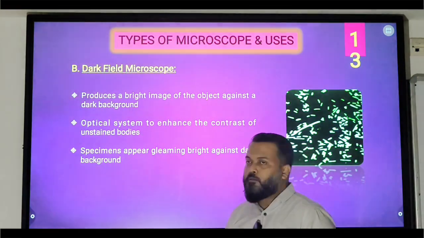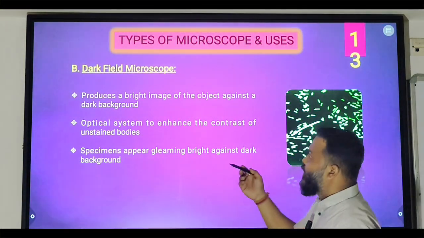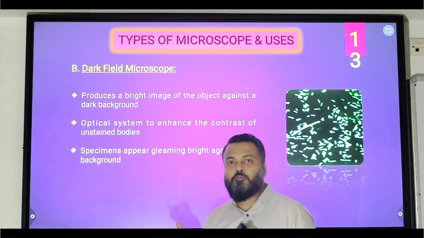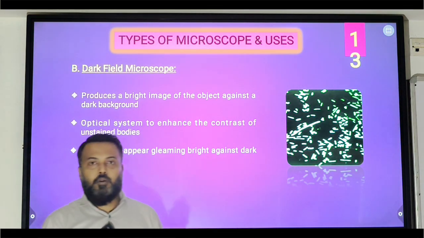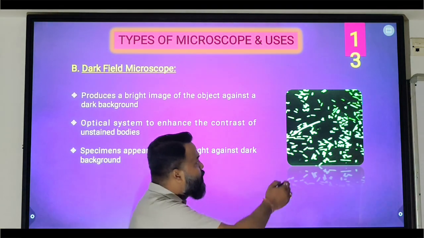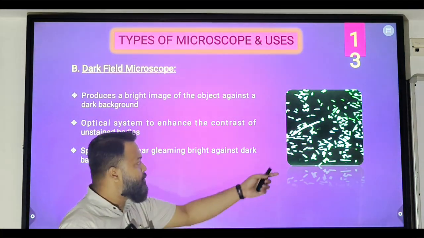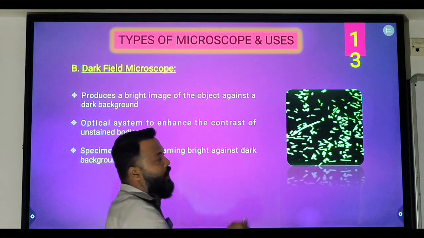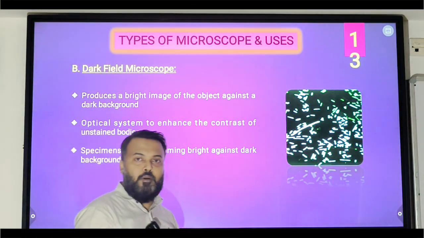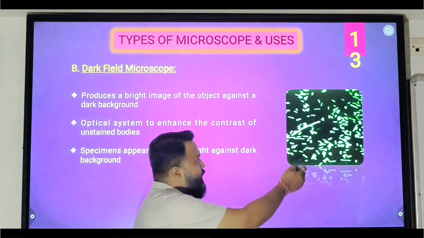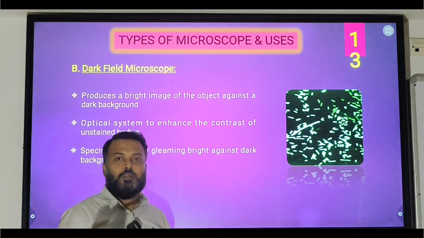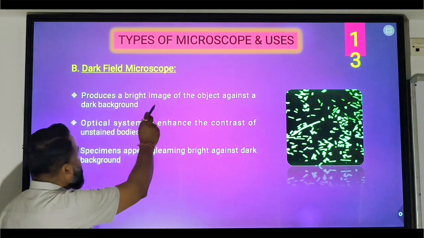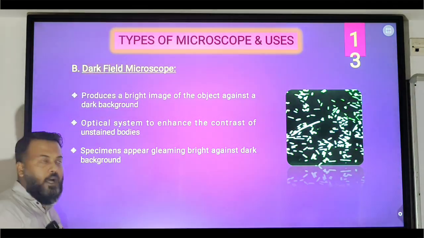Next is your dark field microscope. As I have already told you about the bright field microscope, where the background or the field was brighter, here in this case the background will be darker. You can see from this image that the background is darker, whereas in the bright field microscope it was brighter and the image was darker. But here the image is lighter. So it will produce a bright image of the object against the dark background.